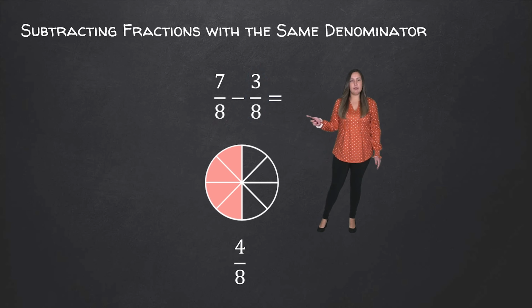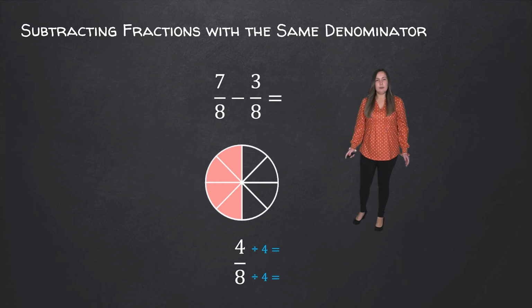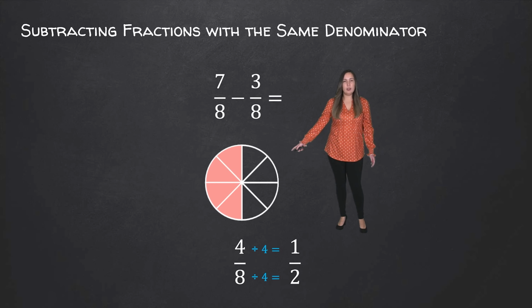So 7 over 8 minus 3 over 8 is equal to 4 over 8, which can be simplified if we divide both the numerator and the denominator by 4. 4 divided by 4 is equal to 1, and 8 divided by 4 is equal to 2. And if we look in our model, we do have half of it left, which is 1 over 2.